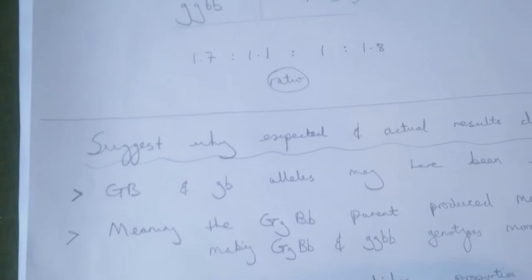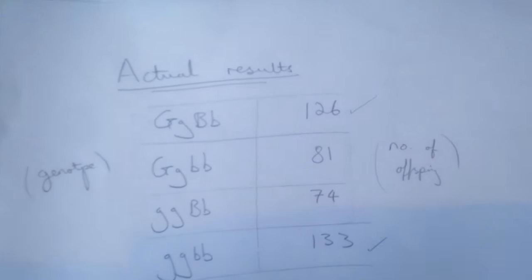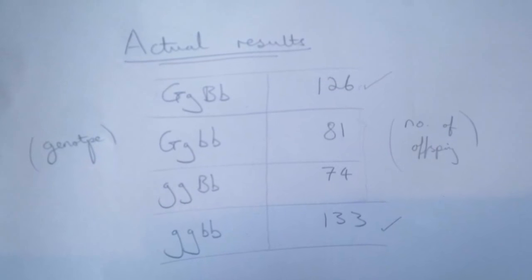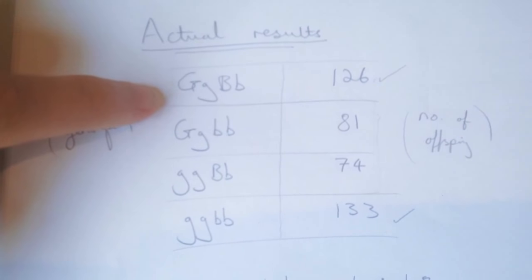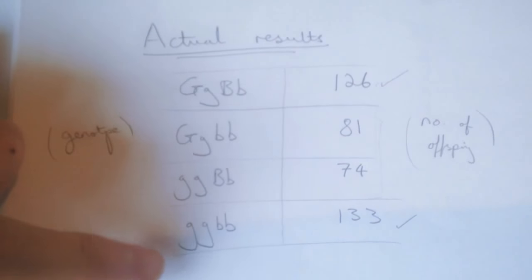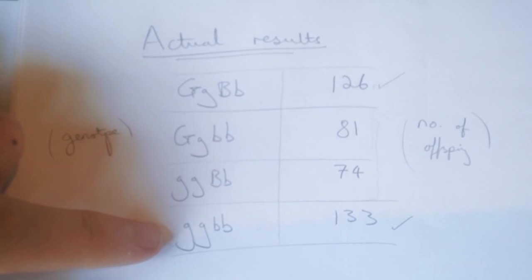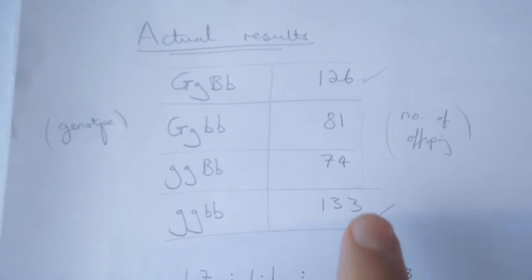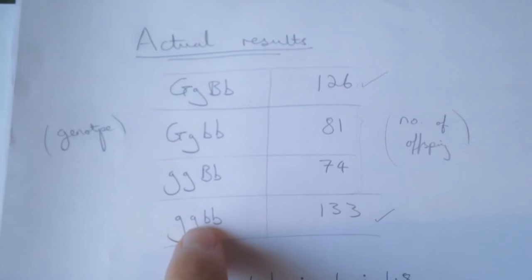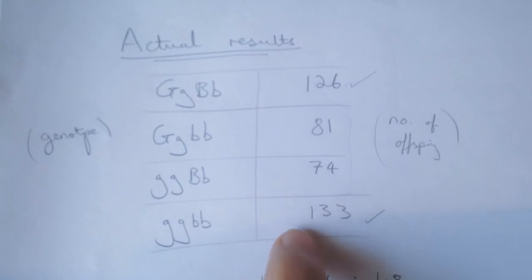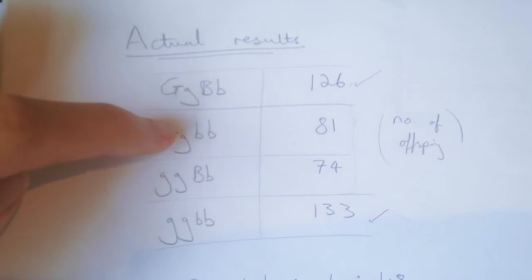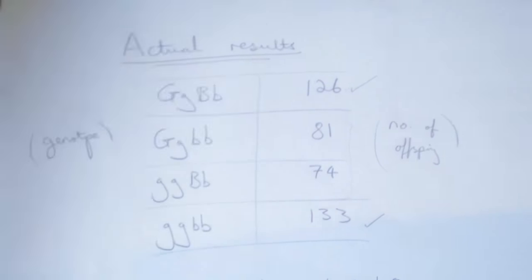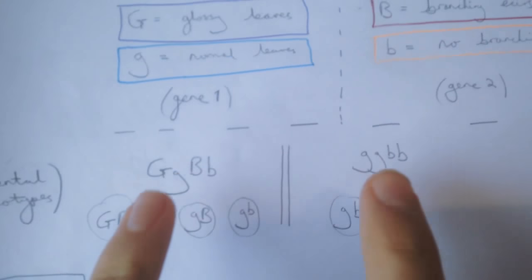And then the autosomal part of the question would be that the actual results are this. As we can see, the big G, big B, and the little g, little b have a large number of offspring with that genotype. In fact, there are a larger number of offspring with these genotypes than with the other two. And you may have noticed already, they're the same genotypes as the parents.